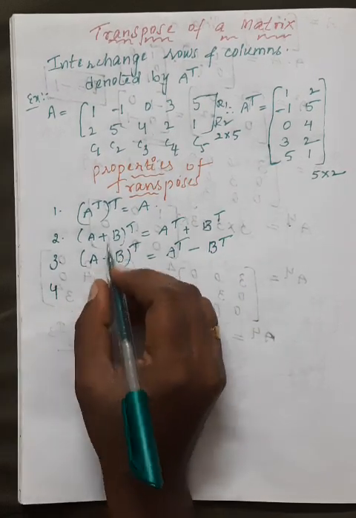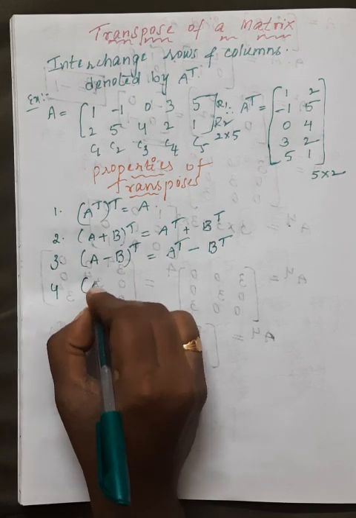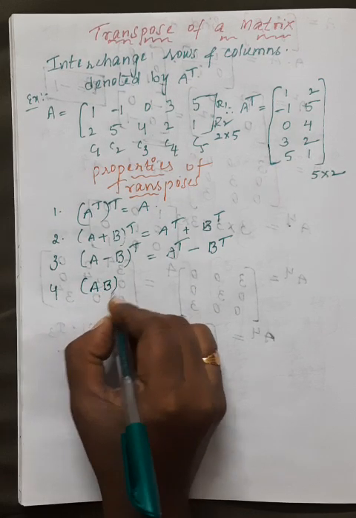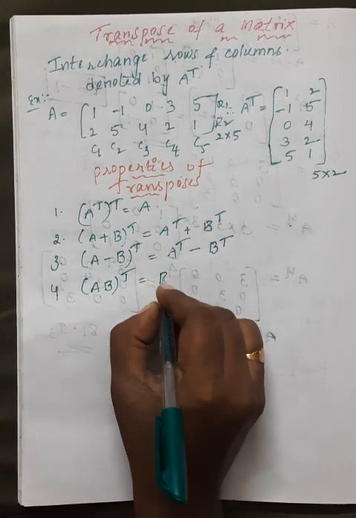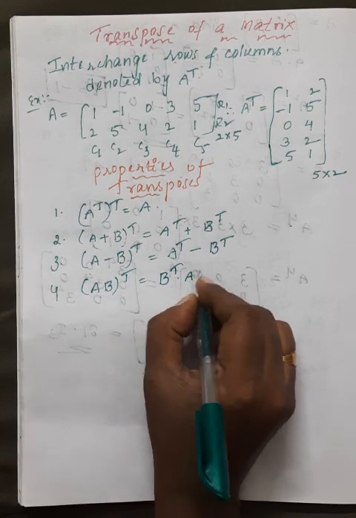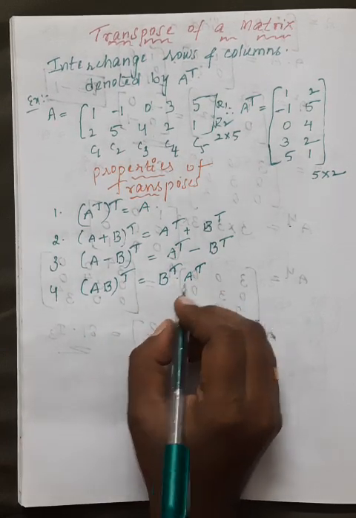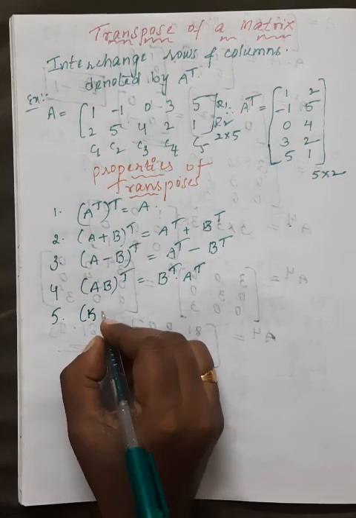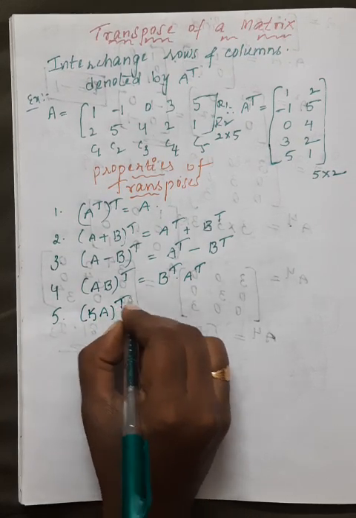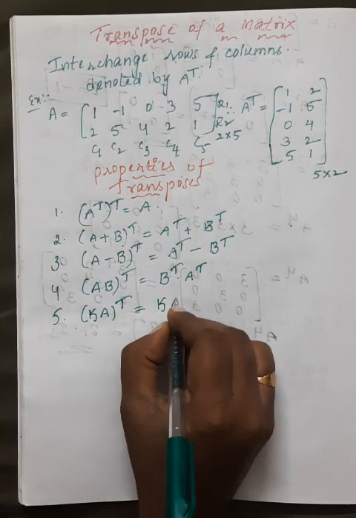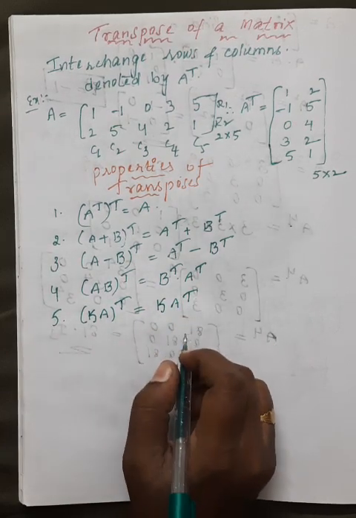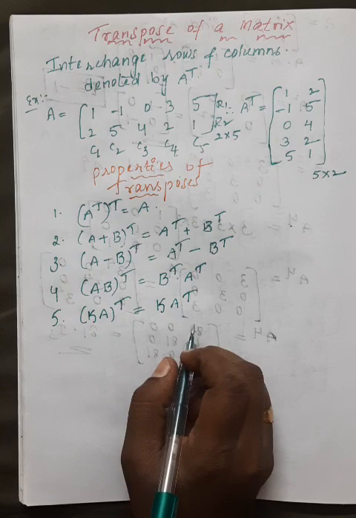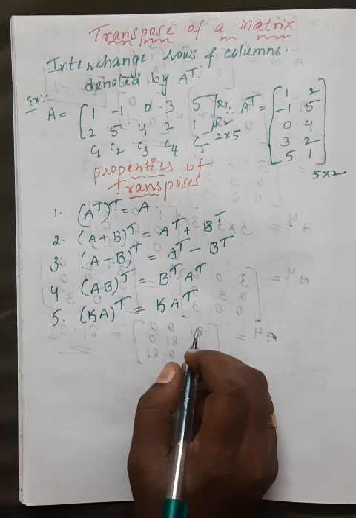So this is addition, subtraction. Now multiplication: A into B whole transpose is equal to B transpose into A transpose. And our last one, K is a constant: K into A whole transpose is equal to K into A transpose. So these are the 5 properties of transpose.